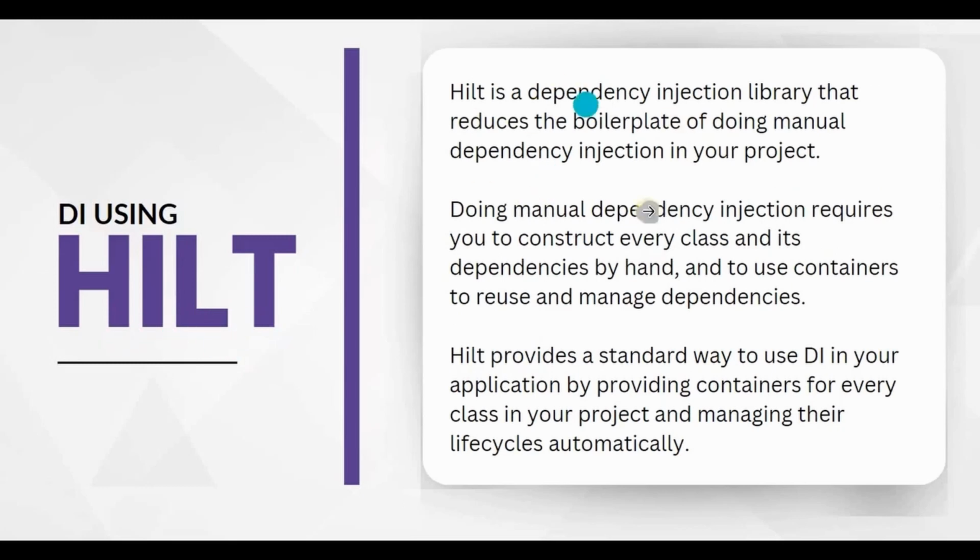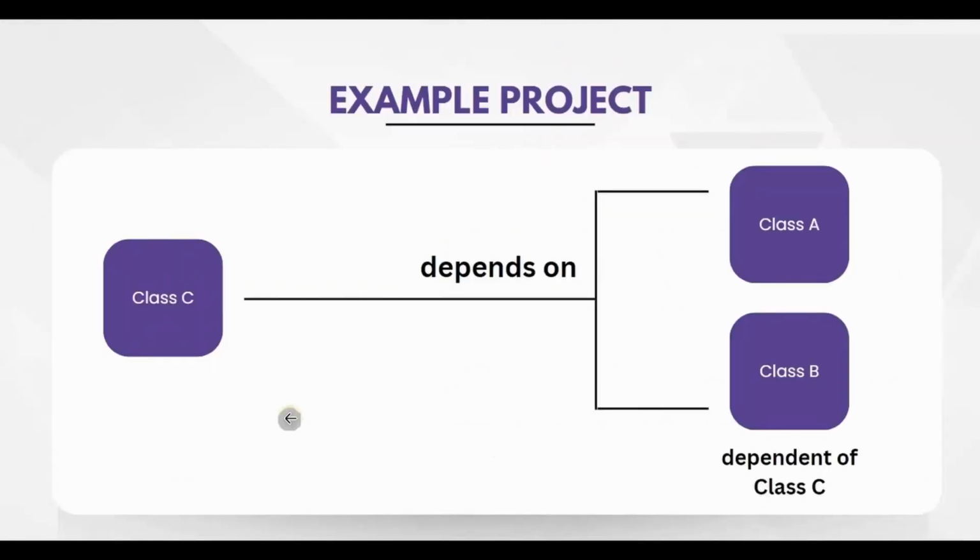Then next is Hilt. Again, it makes the manual dependency injection easy to use by reducing boilerplate code. Basically, Hilt provides container for every class and manages their lifecycle automatically. So we usually use Dagger and Hilt together, but for now, not to make the project very complicated, I'll be using Dagger only. But later in upcoming video, we will cover Hilt as well. Now let's have a look at an example project.